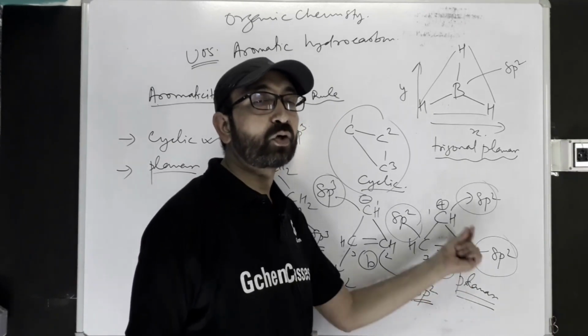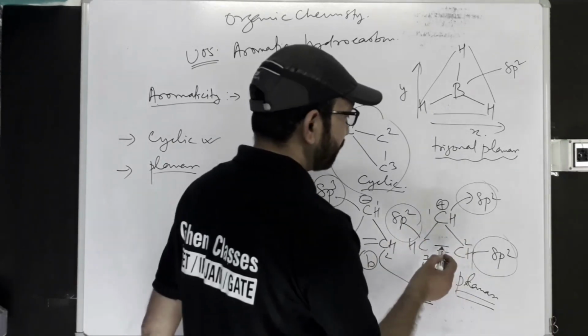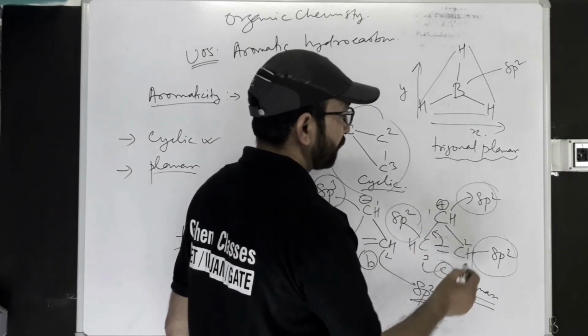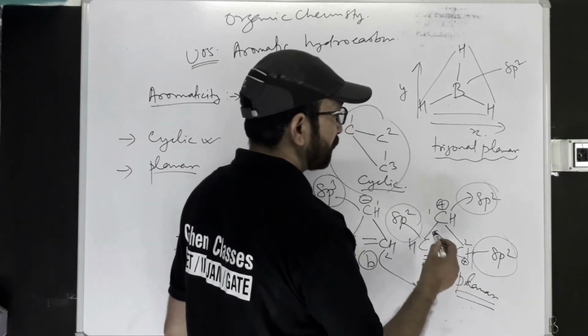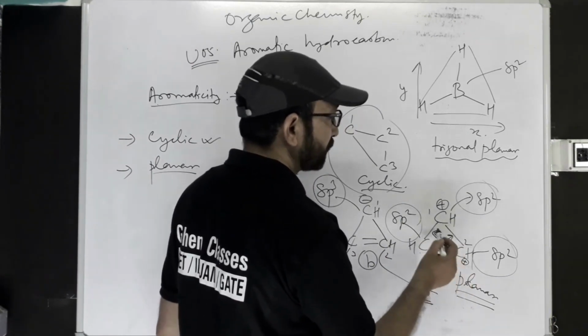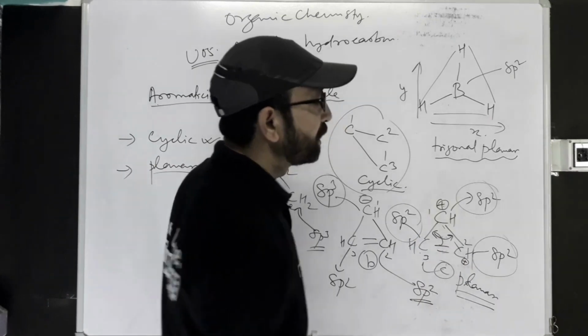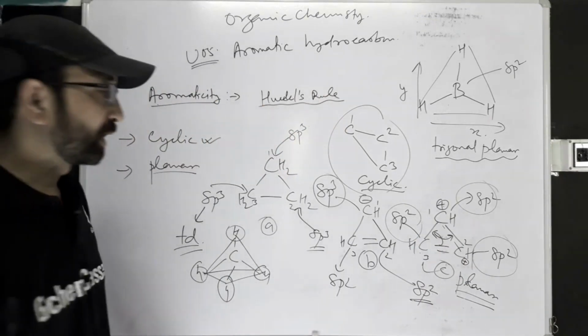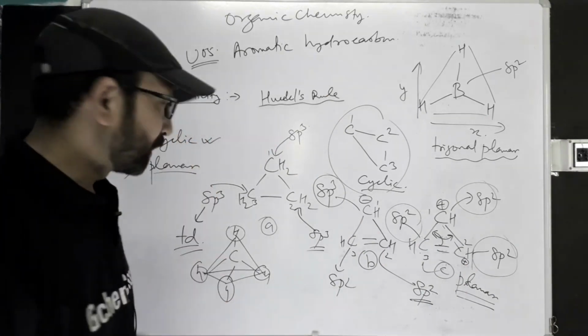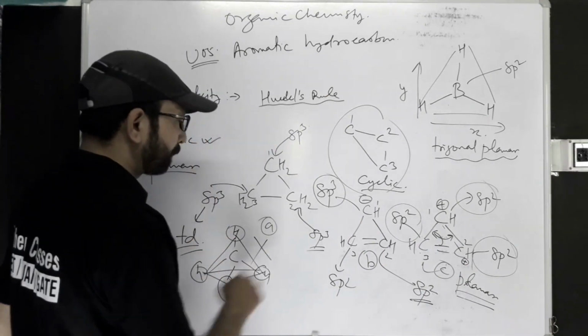This is planar because all are sp2. What is happening? This bond shifts here, then this positive will become neutral and the next positive will be generated here. Again this double bond will shift here, this positive will shift here, and whatever double bond is there will shift here, right? So likewise it will move, correct? For this kind of thing, option B, option A is not planar, okay?